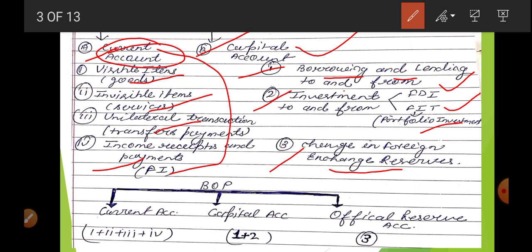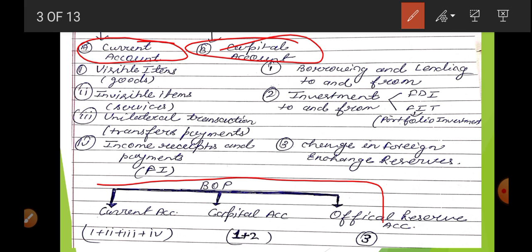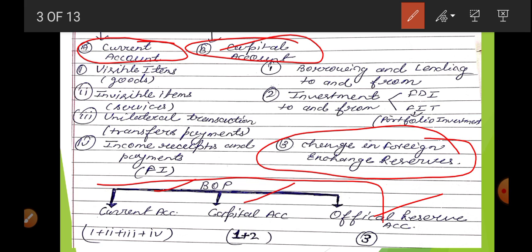So remember, when you are discussing the Radha Bahuguna book or Sandeep Garg, there are only two components of balance of payment, current account and capital account. But when we are going to discuss VK Ohri, Jain and Ohri, there are three components: current, capital and official reserve account. So remember, if this third one you include in capital account, there will be no official reserve account. But if this is not included, then there will be official reserve account.